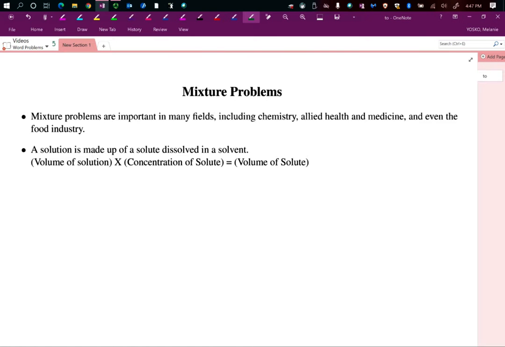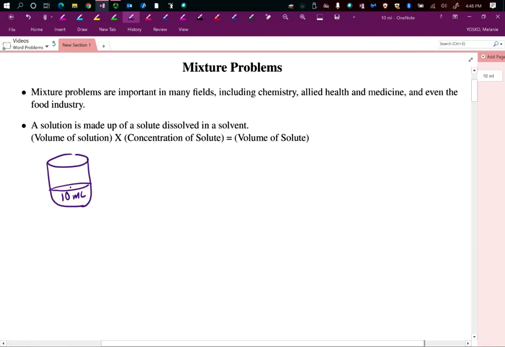So let's think about making it actually like a solution. A solution is made up of a solute dissolved in a solvent. Okay, and we know that volume of the solution times the concentration of the solute will give you volume of the solute. Okay, so let's just think about what we have here. So if you have some container with some liquid in it, and maybe you have 10 milliliters of solution, and maybe in that solution there's something dissolved, some solute dissolved. Okay, so maybe this solution has a concentration of 50% salt. Okay, so that means 50% of the solution is salt and 50% is water.